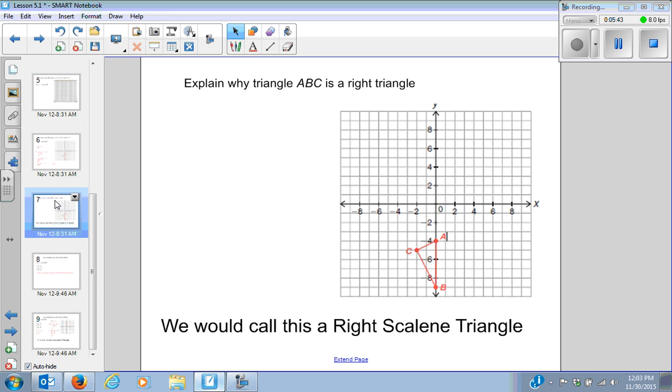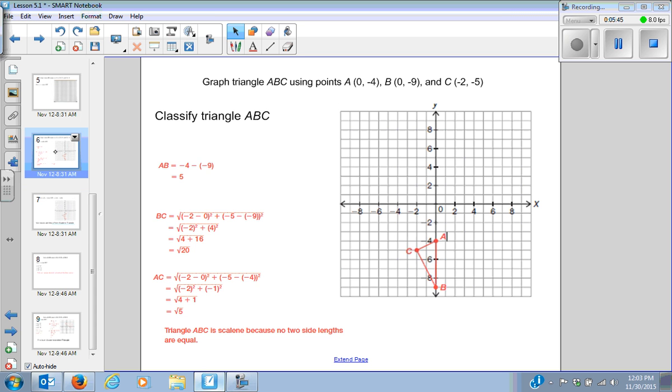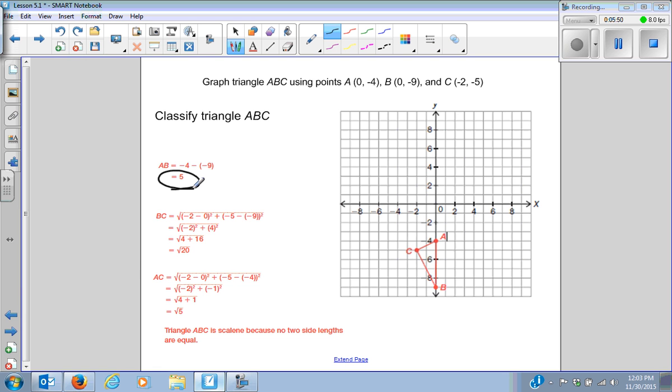Right here, this is why it is scalene, because none of the lengths are the same. This is a length here, this is a length here, this is a length here, and none of those are the same. That is a 5, that is the square root of 5, not the same thing. So that would be why it's scalene.